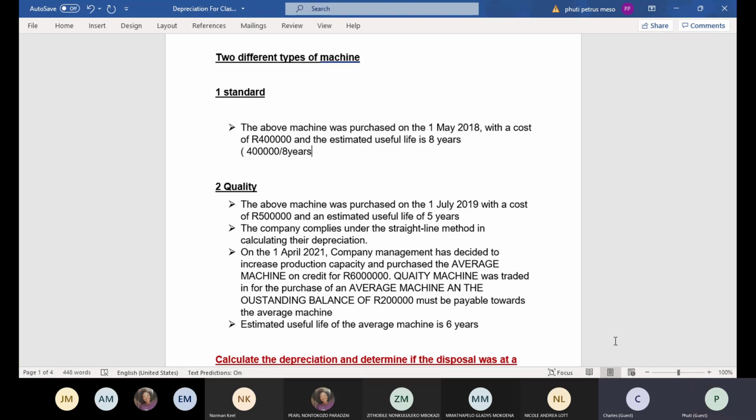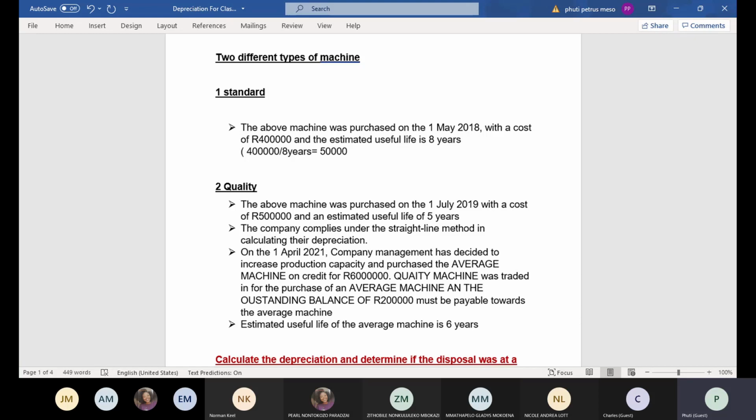Do I get it? 266. So you said 400,000 rand divided by 8 years. Okay, let me just... How much? 400,000 divided by 8 gives you 50,000. Divide by 8 years. Okay, I think some information is cutting in here, but I think I know where you're getting.